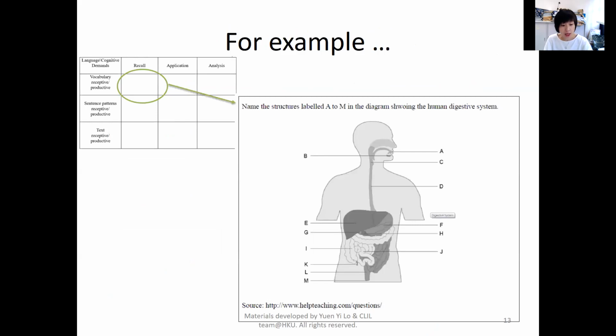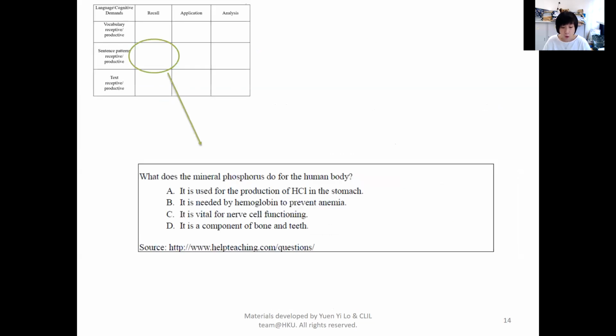Let me further illustrate the framework with some examples. With our framework, each question can be coded according to the cognitive and linguistic demand. For example, this is a typical diagram labeling question in science. Students need to read the sentence or instruction in the question, and then they need to write down the names of different parts. So we will code this question as productive vocabulary and cognitive recall, as students are expected to recall the location of different organs.